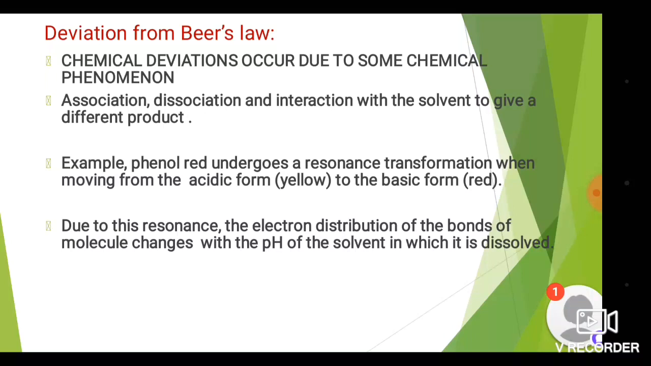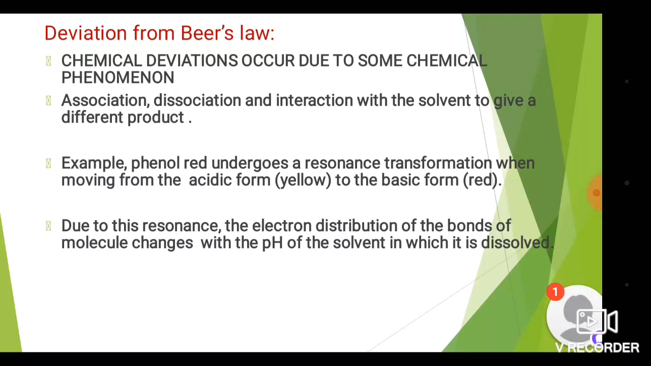So there is a change in the color, which changes due to the change in association or dissociation, or a reaction occurs. This phenol red undergoes the resonance transformation, then it changes the color. Due to this resonance, the electron distribution of the bond of the molecule changes with the pH of the solvent in which it is dissolved.